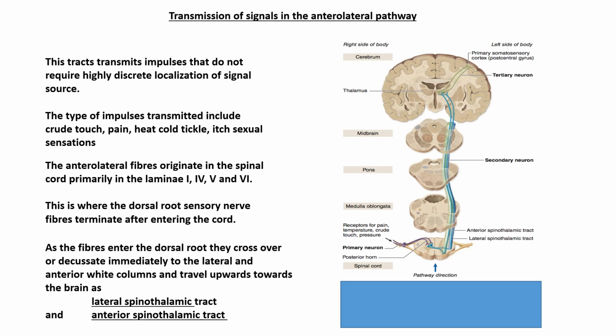What happens via the dorsal route? They enter the spinal cord, and upon entering, they immediately synapse with the second order neuron, and they cross over, or decussate, to the lateral and anterior white columns and travel upwards towards the brain, either through the lateral spinothalamic tract or the anterior spinothalamic tract. They go all the way up to the thalamus. So these are second order neurons, and then from the thalamus you have the third order neurons that go on to the primary somatosensory cortex, in the postcentral gyrus.